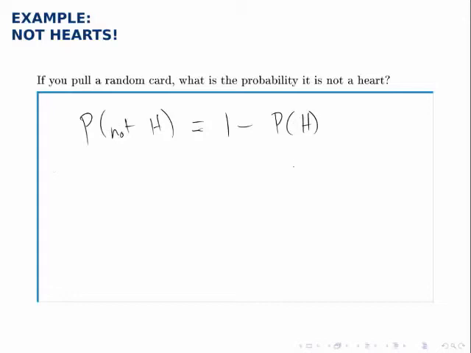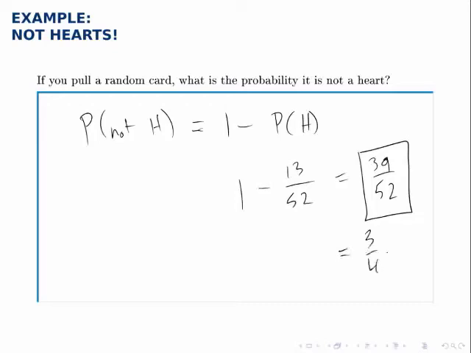The number of ways to draw a heart, well, there are 13 hearts, 52 total cards. So the probability we don't draw a heart is 1 minus 13 out of 52, which ends up being 39 out of 52, which is exactly what we would find if we added up all the cards that aren't hearts. There are 13 spades, 13 clubs, and 13 diamonds. Adding those up, we get 39 total cards that are not hearts. And by the way, of course, this simplifies down to 3/4 or 0.75, which also makes sense. If 1/4 of the cards are hearts, 3/4 of the cards are not hearts. So the probability of not drawing a heart is 3 out of 4.